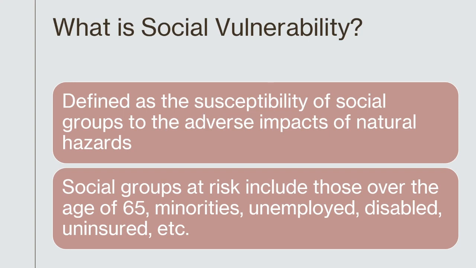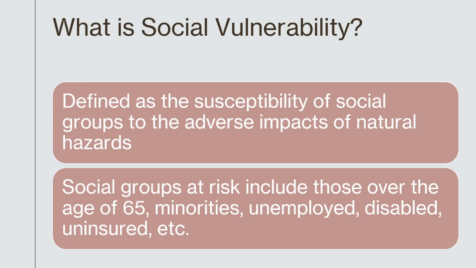What is it? Social vulnerability is defined as the susceptibility of social groups to the adverse impacts of natural hazards or disasters. Some social groups that are at risk for these include those over the age of 65, minorities, the unemployed, disabled, uninsured, single parent households. Lack of access to transportation is another. Troublesome housing. These are all a number of factors that contribute to social vulnerability.